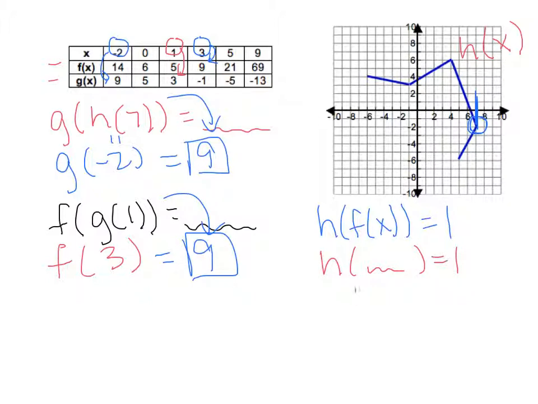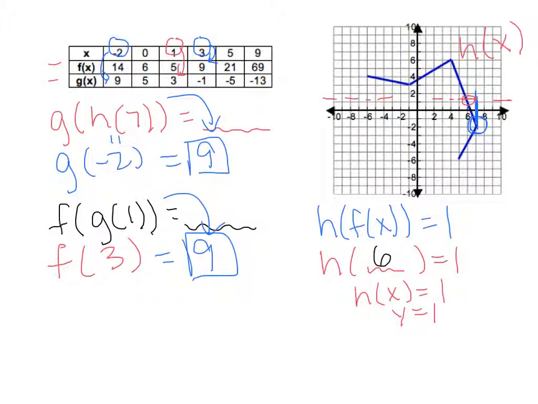So that means h of x, if you want to think about it that way, equals 1. Or y equals 1. So when we're finding this unknown number, we're going to look on our graph at where y equals 1. We're going to look along and see where it hits our graph. Looks like it happens right there at 6. So that lets me know that my unknown, my missing value, is 6.